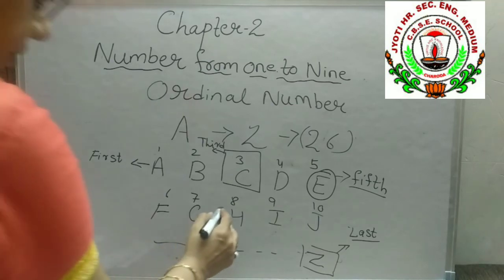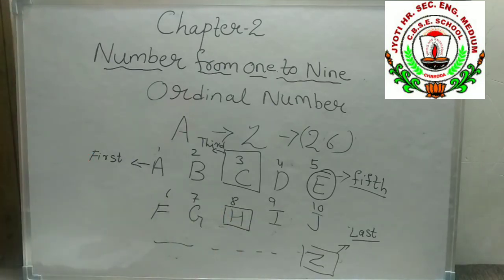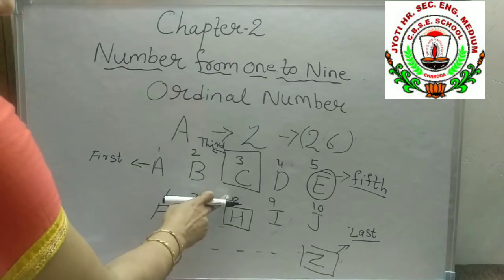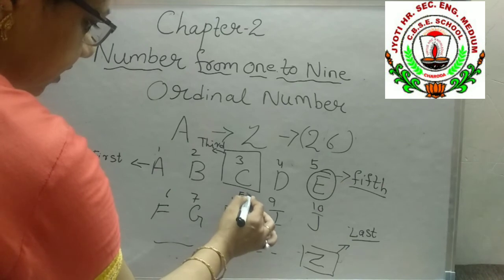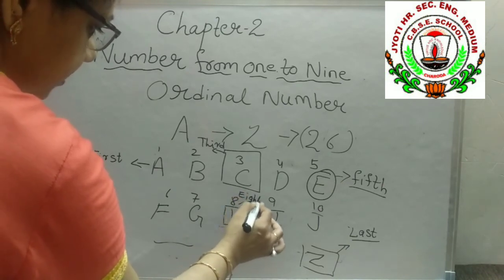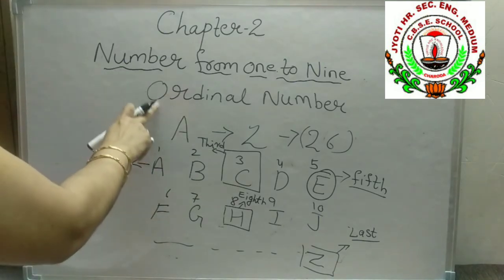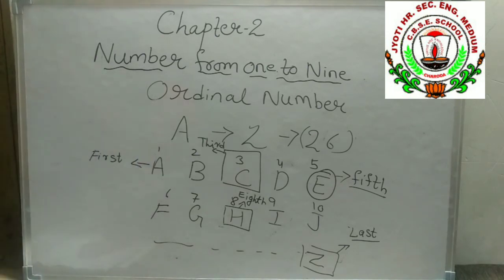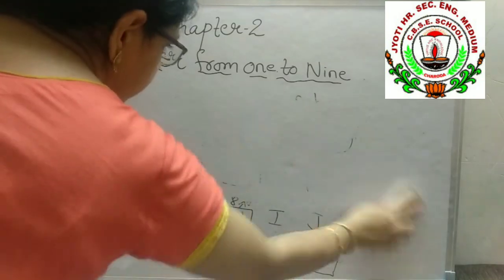What is the position of H? Can you tell me, student, what is the position of H? Above H, what is written? 8. So the position of H is 8. What is the position of H? It is 8. So in this way we can tell the position. For telling the position we are using ordinal numbers.